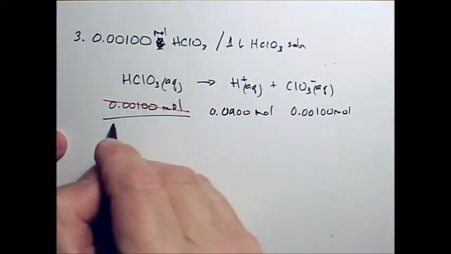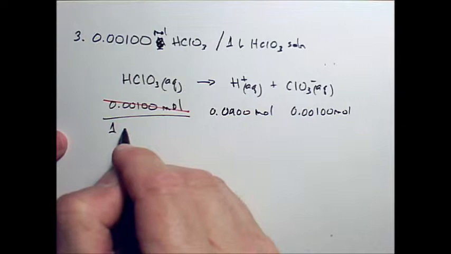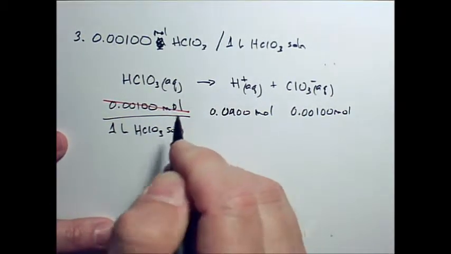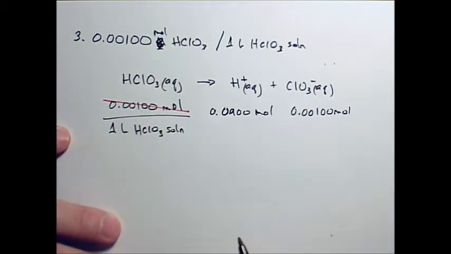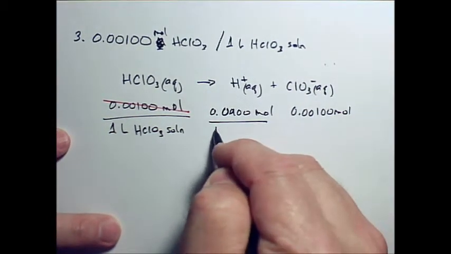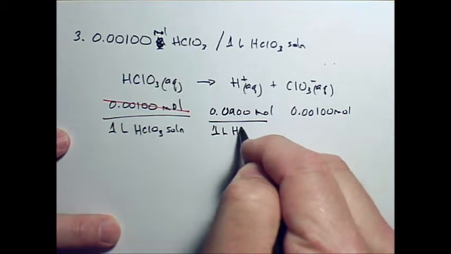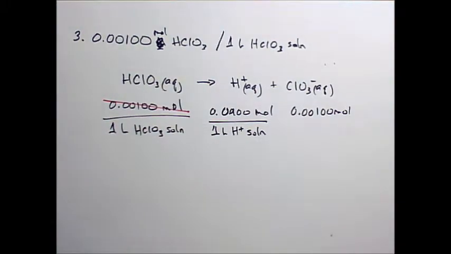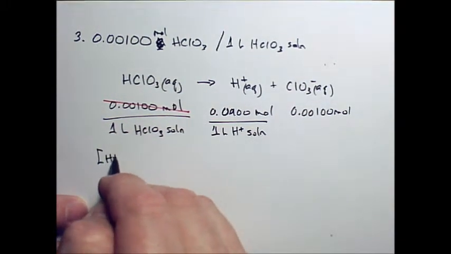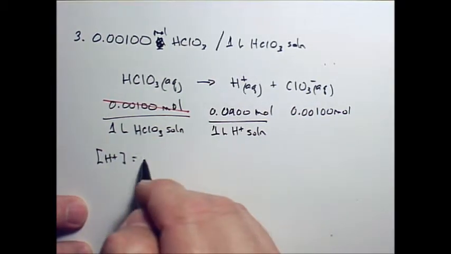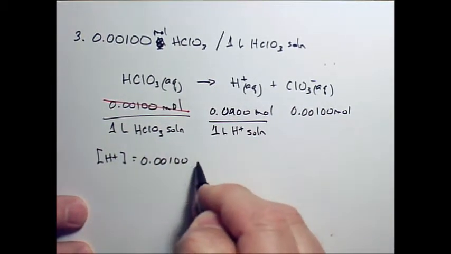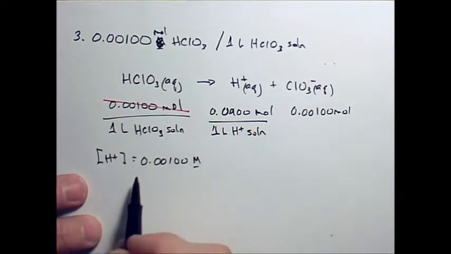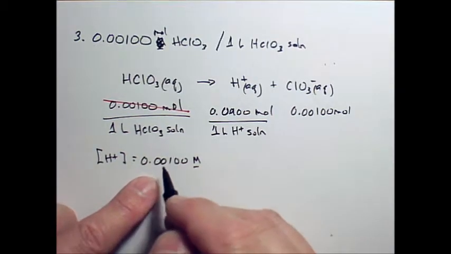And we had this in 1 liter of HClO3 solution. Well, the 1 liter solution didn't change. It's still in 1 liter solution, but now it's the split up solution. So we could say H plus solution, couldn't we? Well, that's a molar. So the molar concentration then of H plus is 0.00100 molar. If we're doing pH, pH is an exponent, remember?